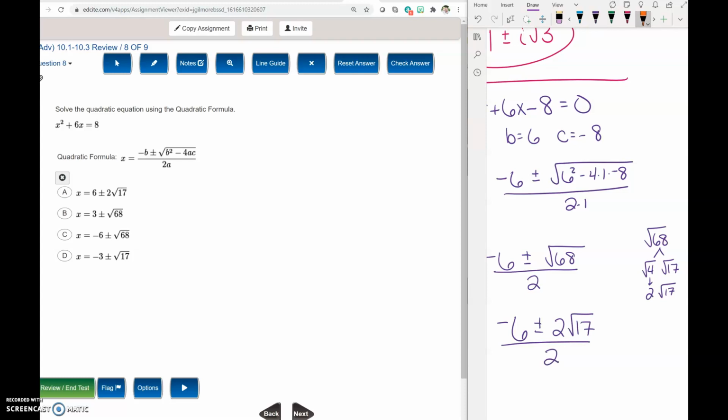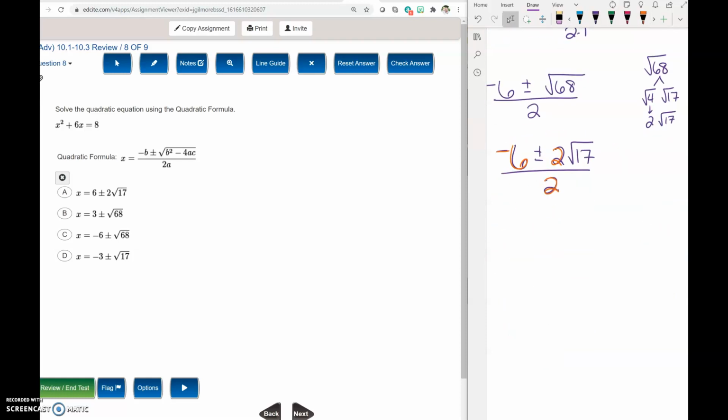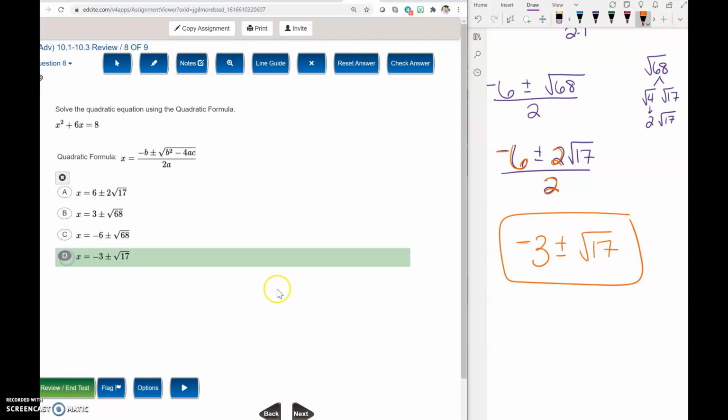Okay, the negative 6, the 2, and the 2, we can divide all of those by 2. So negative 6 divided by 2 is negative 3. 2 divided by 2 is 1. 2 divided by 2 is 1. So negative 3 plus or minus the square root of 17.